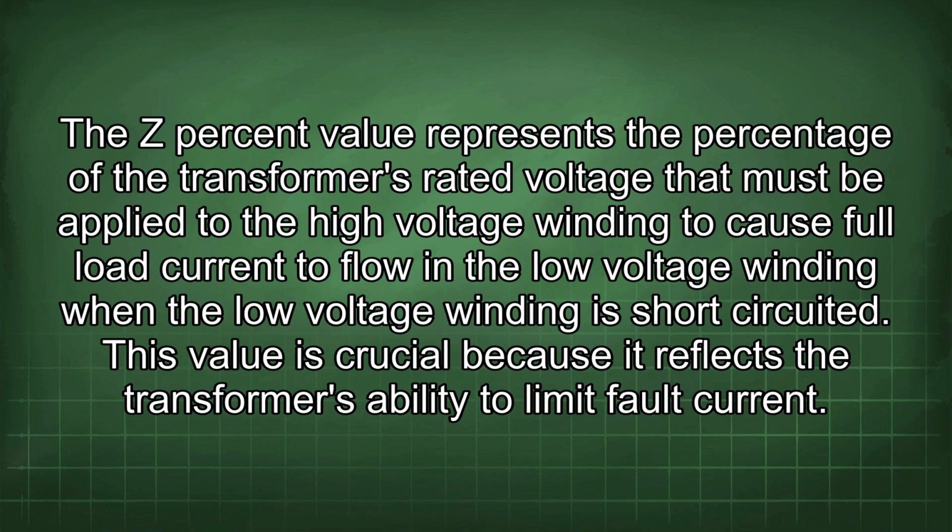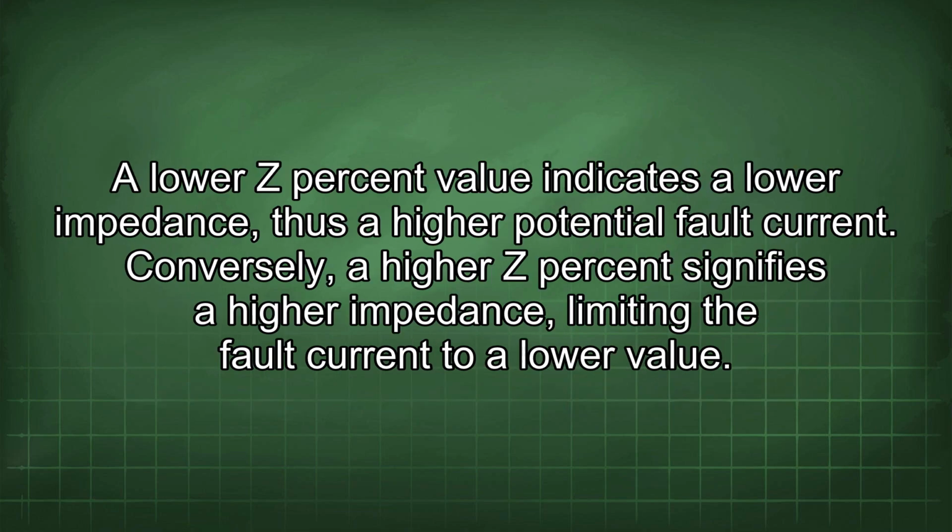The Z% value represents the percentage of the transformer's rated voltage that must be applied to the high voltage winding to cause full load current to flow in the low voltage winding when the low voltage winding is short-circuited. This value is crucial because it reflects the transformer's ability to limit fault current. A lower Z% value indicates a lower impedance, thus a higher potential fault current. Conversely, a higher Z% signifies a higher impedance, limiting the fault current to a lower value.